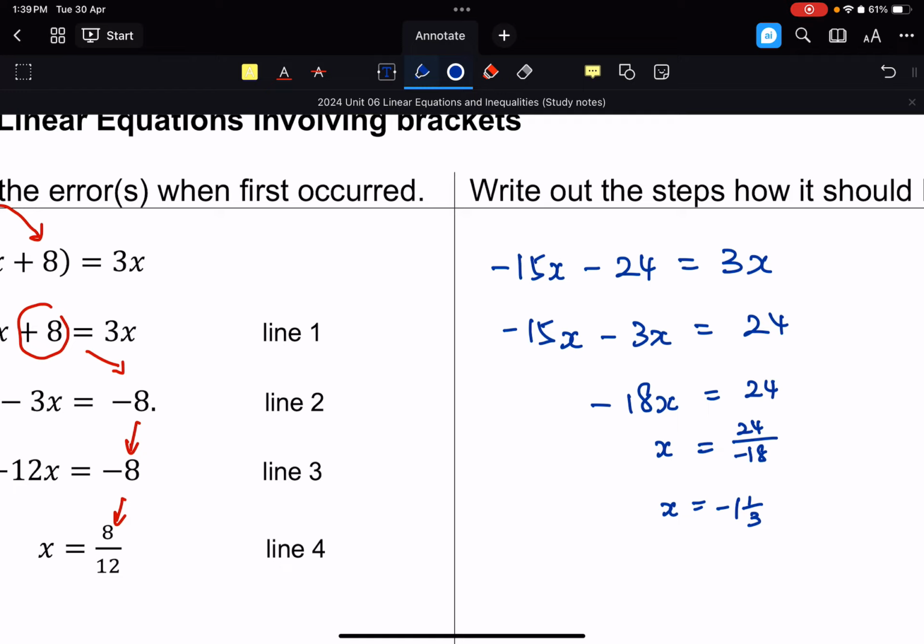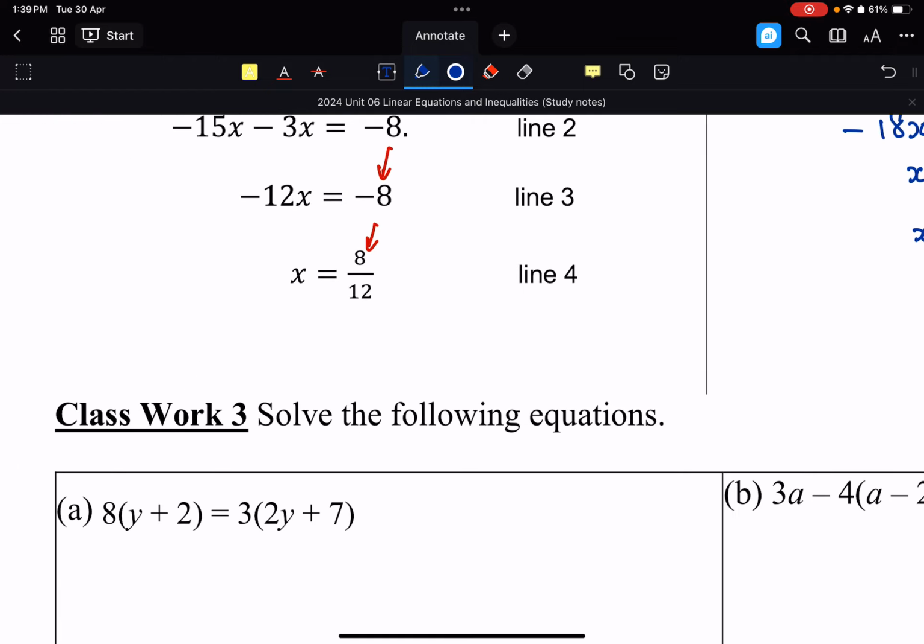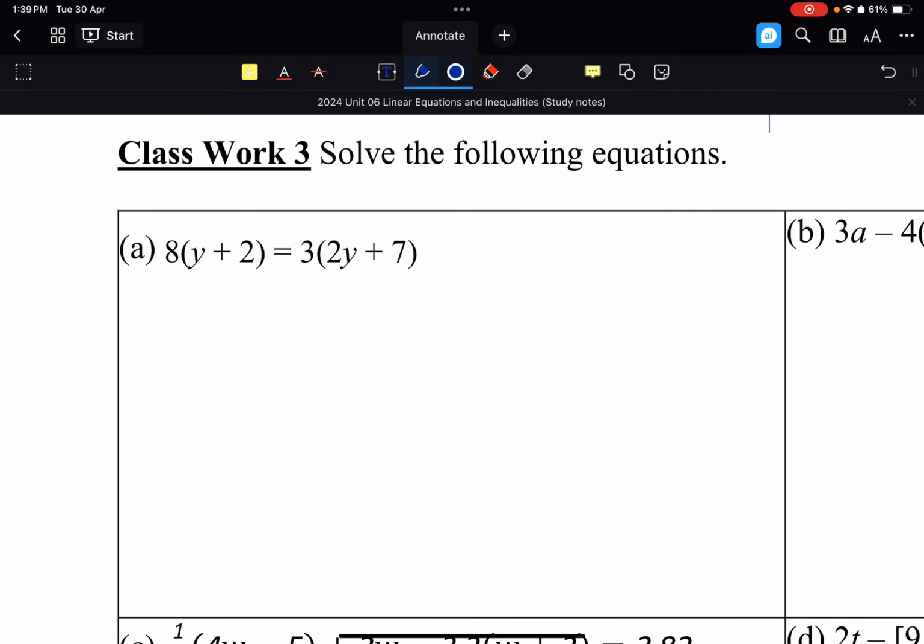Okay, so I hope with this you have a good understanding. So you can pause the video and then try all this classwork 3 on your own. And after you're done, you unpause the video and we can compare answers. Okay, so we're back. Let's take a look.